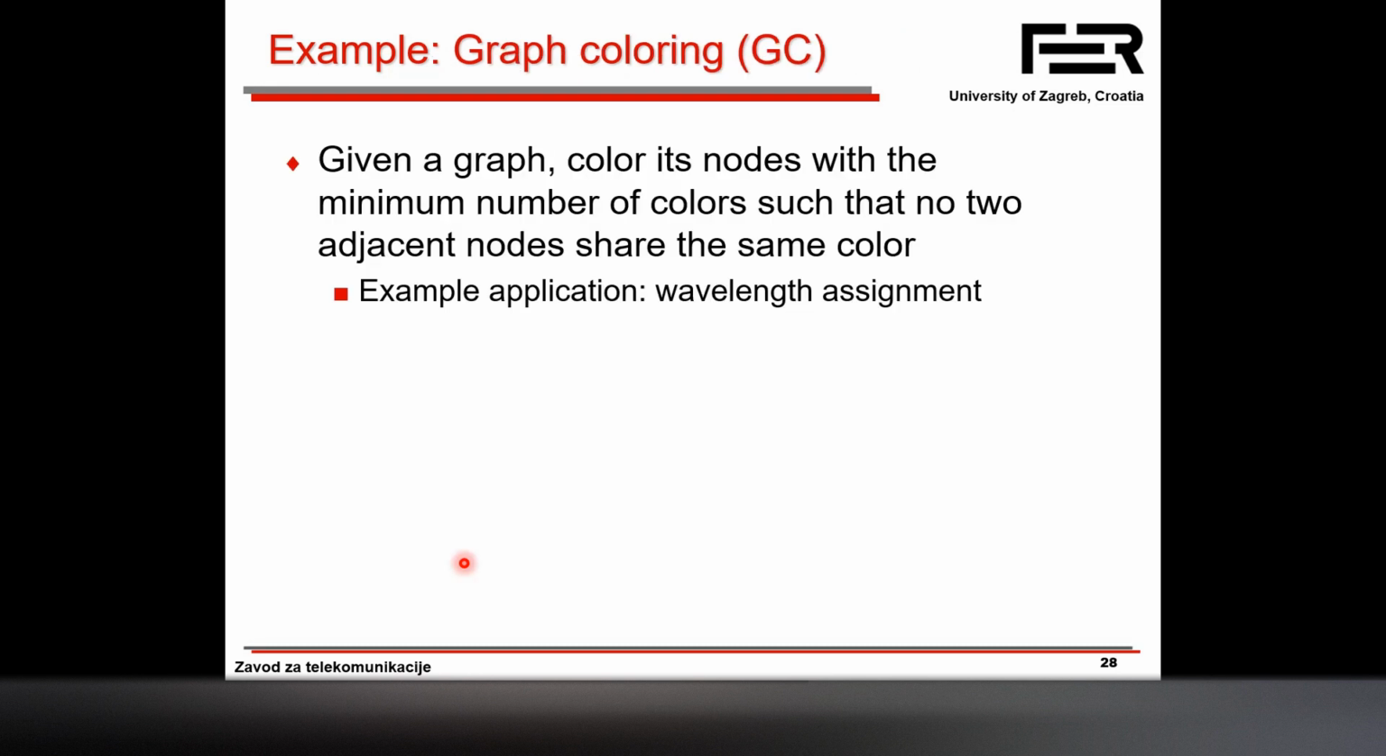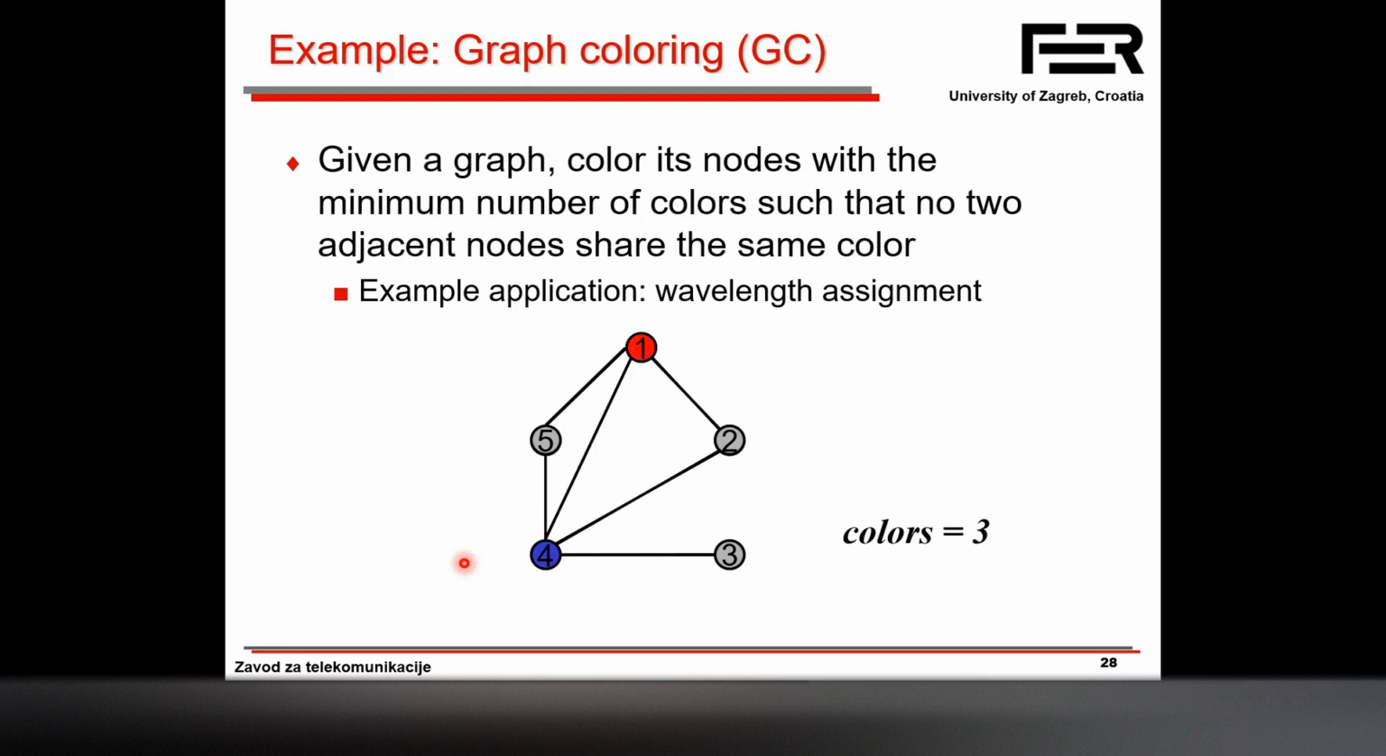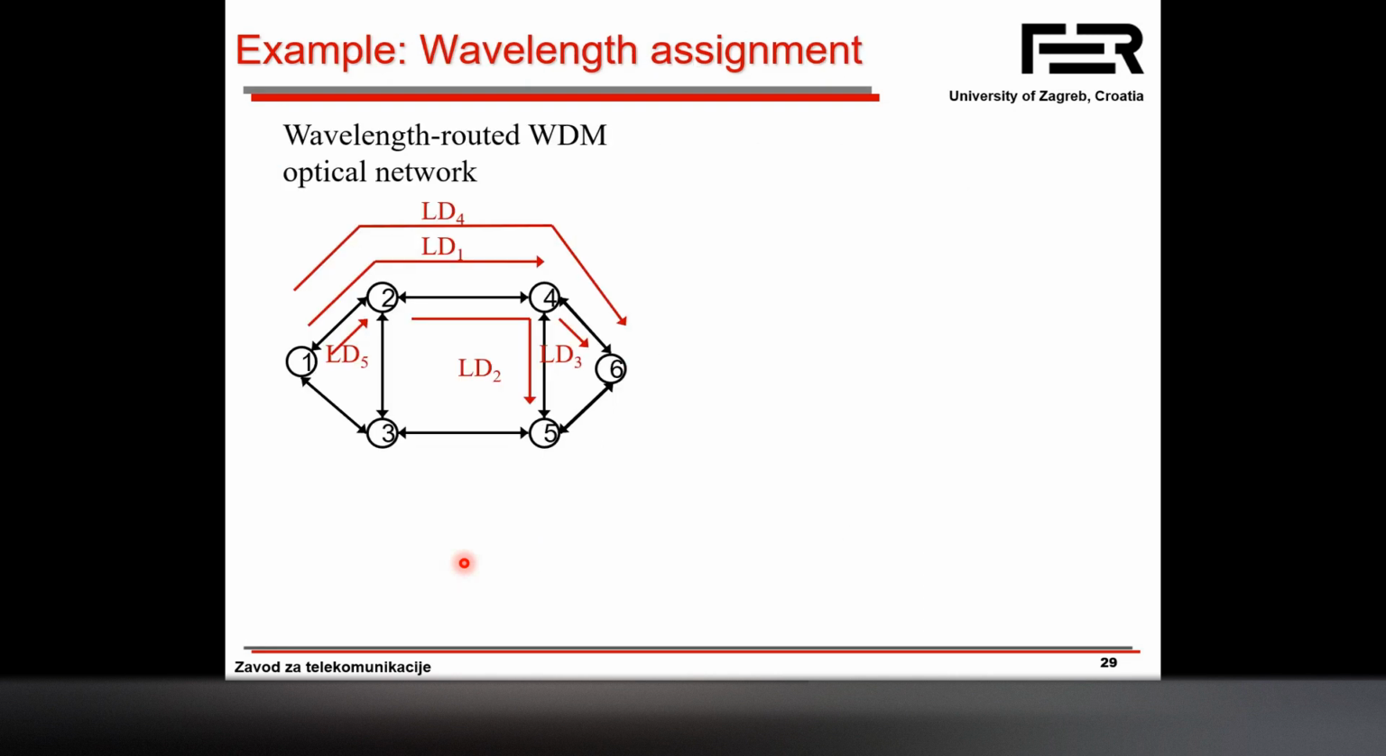Let's look at an example of graph coloring. So graph coloring, we know that given a graph, we want to color its nodes with the minimum number of colors such that no 2 adjacent nodes share the same color. I mentioned this example, I think, in the first lecture, but I just want to go through it now. So an example of a wavelength assignment problem can be mapped to a graph coloring problem. This is an example of a graph, but let's look at this wavelength assignment. This is a realistic problem in optical networks, where WDM is a wavelength division multiplex network.